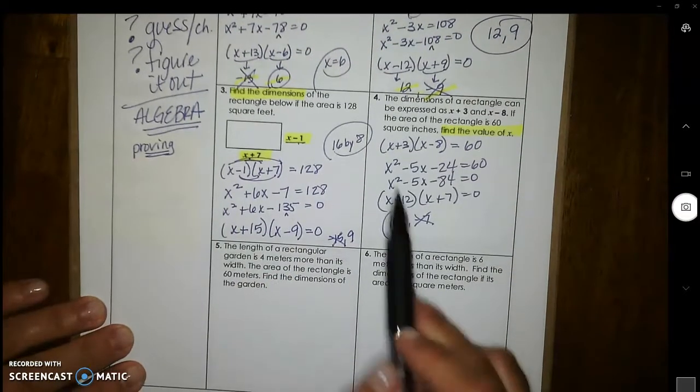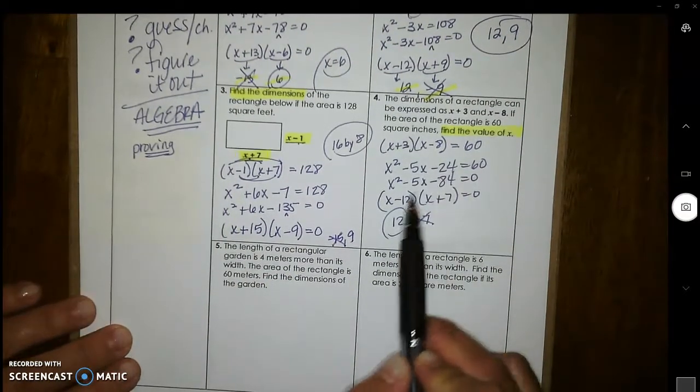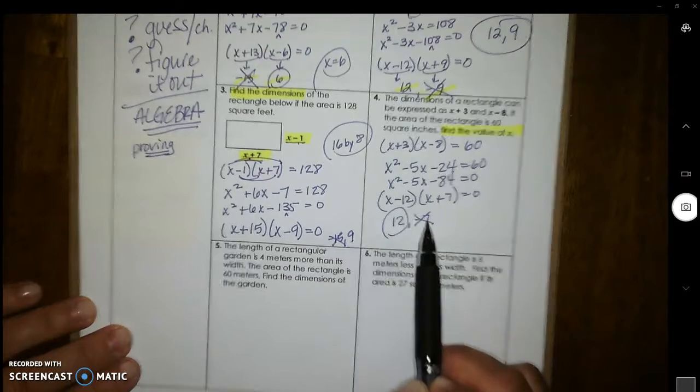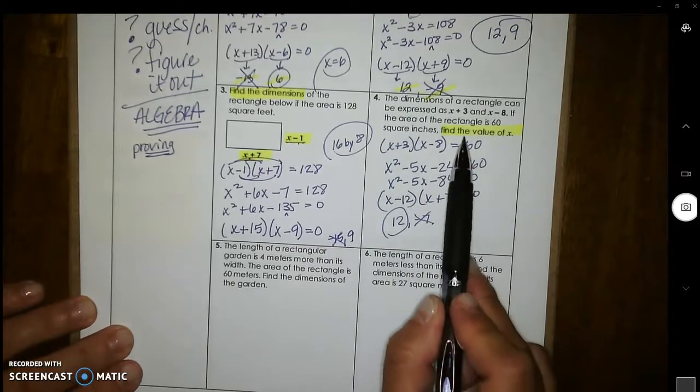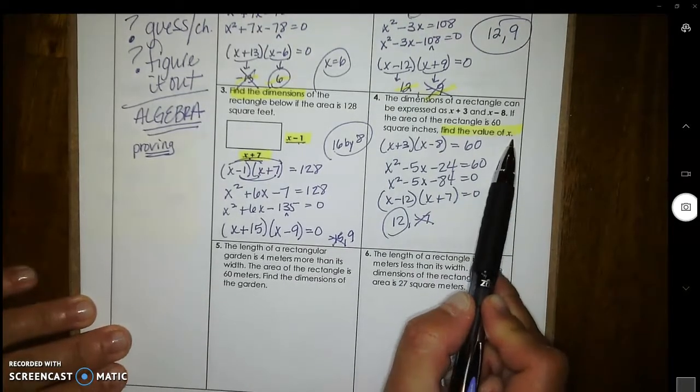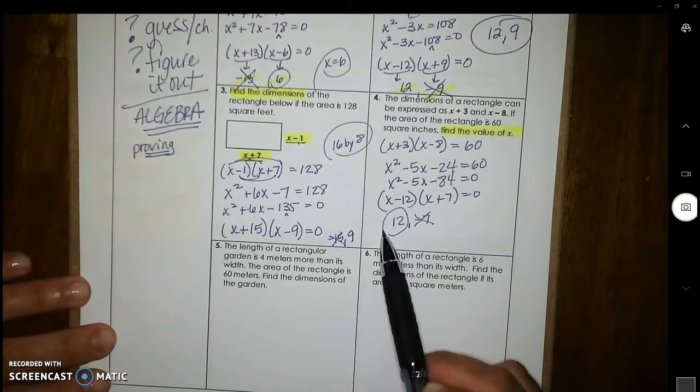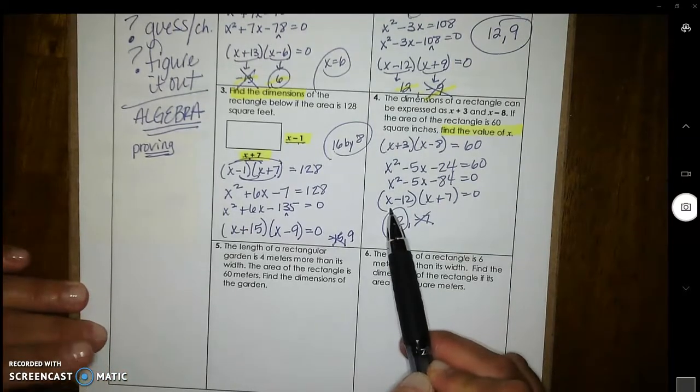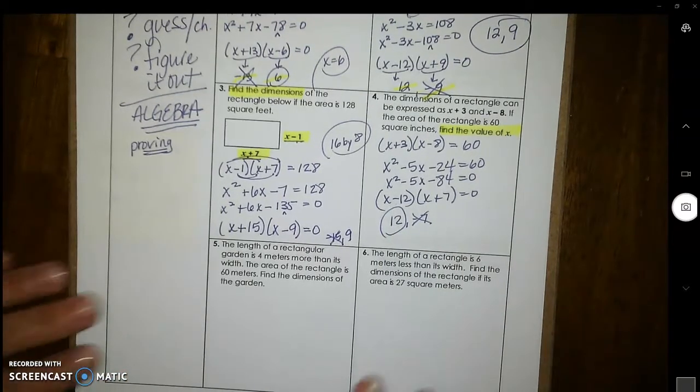Okay, so I went ahead and FOILed, moved my 60 over, found my two numbers, got rid of the negative 1. I went back and highlighted what it wanted me to find, which was the value of x, and since I did that, x minus 12 equals 0, x is 12, we're done, okay?